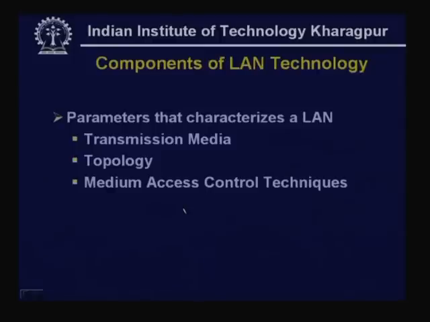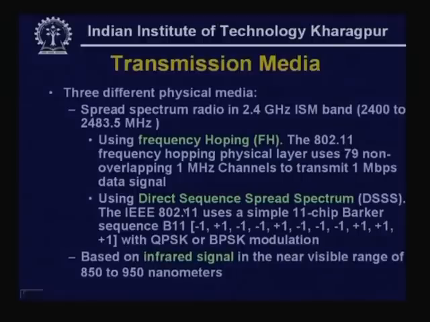And as we have already mentioned, there are three important parameters that characterize a LAN: the transmission media, topology, and medium access control techniques. So, we shall focus on these three aspects of the two wireless LANs that we shall discuss in this lecture. First is the transmission media. As I mentioned, 802.11, in fact any wireless LAN technique, uses spread spectrum technique. So, spread spectrum radio in the 2.4 gigahertz ISM band, that is 2400 to 2483.5 megahertz. This is the ISM band.